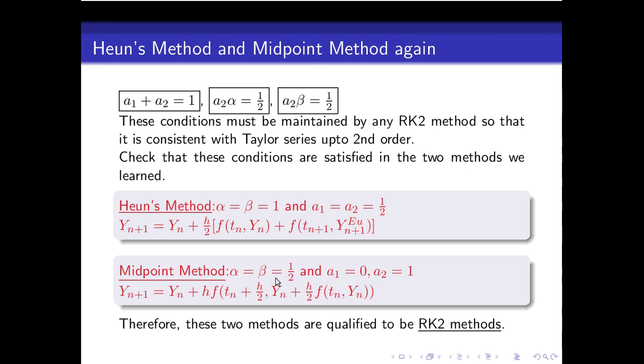And same for the midpoint method. Here alpha equal to beta equal to half, and a1 is equal to 0 and a2 is equal to 1. So a2 alpha and a2 beta both are half, and a1 plus a2 is 1. Yes, this is fine. So these two methods are consistent with the Taylor series second order expansion, and therefore these two methods are qualified to be RK2 methods. Remember that there may be an infinite number of RK2 methods. All you need to do is maintain these conditions.